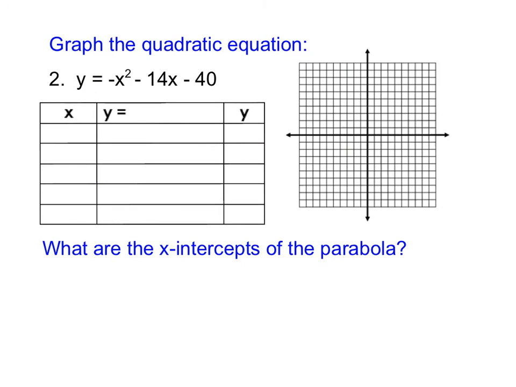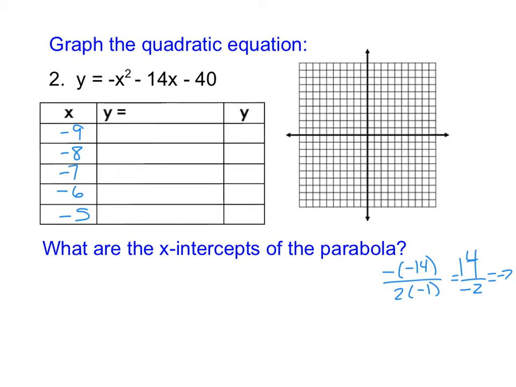Okay, now try this one. Same idea. Be careful with your negative b over 2a for this one. So negative 14 over 2 times negative 1. Make sure you pause and try this on your own. You get negative 7. So then negative 8, negative 9, negative 6, negative 5. Just think about it as a number line.